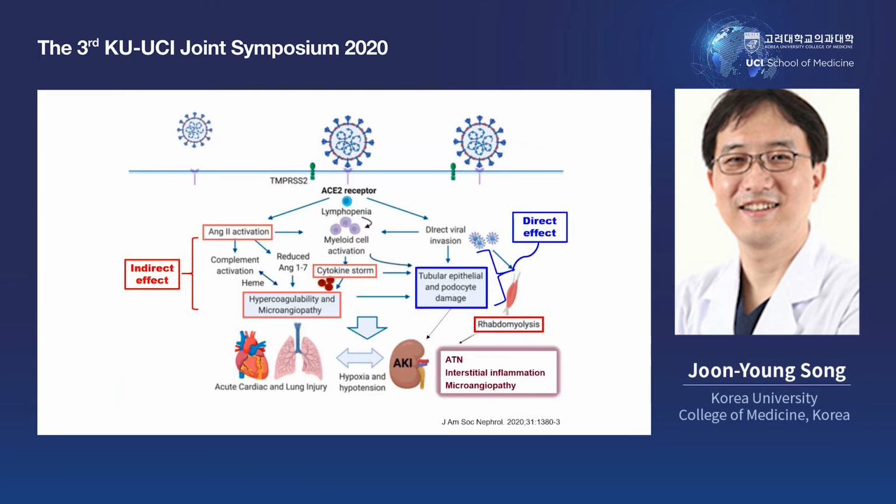Several factors are complexly involved in acute kidney injury in COVID-19 patients. The direct cytotoxic effect of SARS-CoV-2 virus on tubular epithelial cells and indirect factors such as RAS dysregulation, thromboinflammation, immune dysregulation, and rhabdomyolysis might contribute to the development of renal failure.